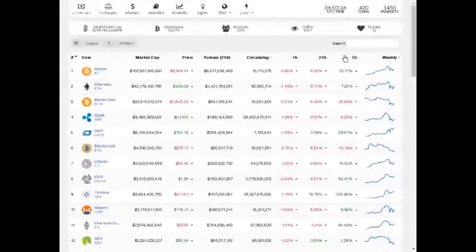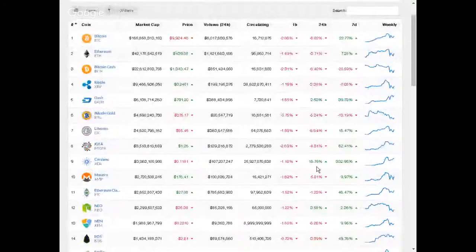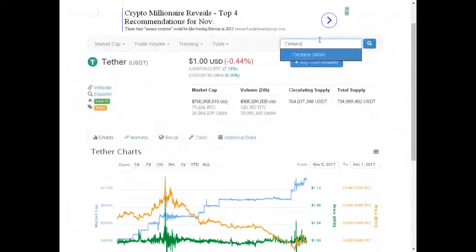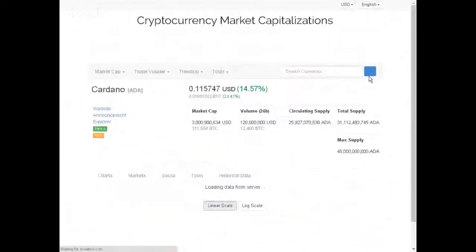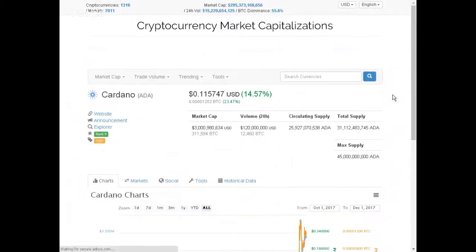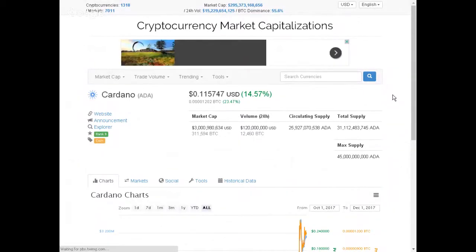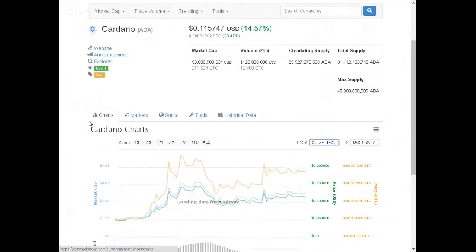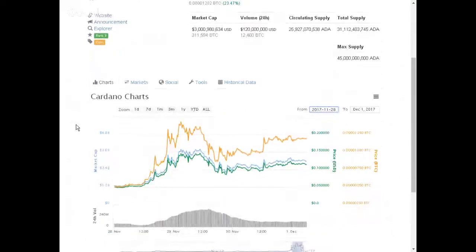All right. So let's take a look at Dash, and then let's take a look at Cardano. Cardano is definitely one here. ADA. I don't know what is up with Cardano. Let's go here. Let's take a look at Cardano charts since the 28th.